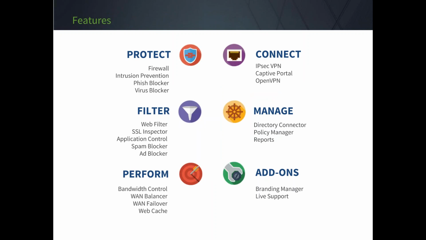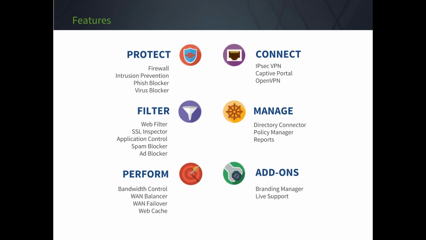So within the overall platform, Untangle, you can look at Untangle as protection, connection, filtration, management, performance, and then a few add-ons to kind of customize it to be your own product, so to speak. So within each of these categories, as you see here, the different apps that Untangle offers will kind of filter in under each of them accordingly, whether it be protection with the firewall capabilities, the virus blocking, filtration with the web filtering, SSL inspection, allowing you to block HTTPS traffic, and so forth.